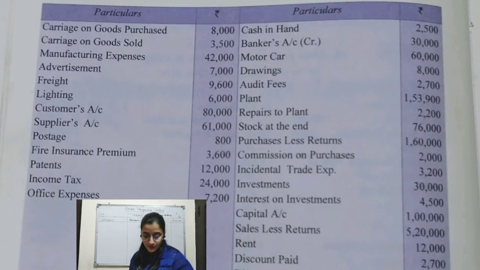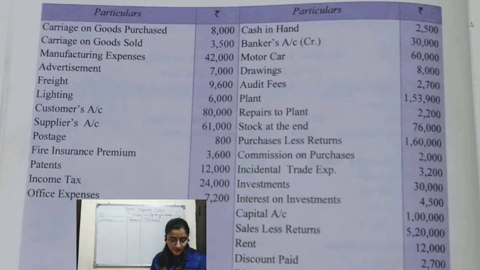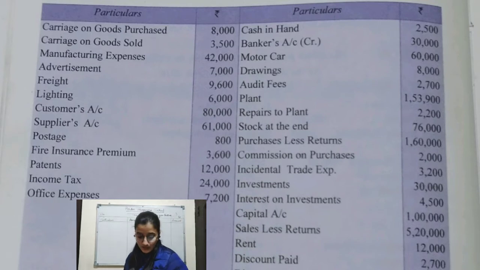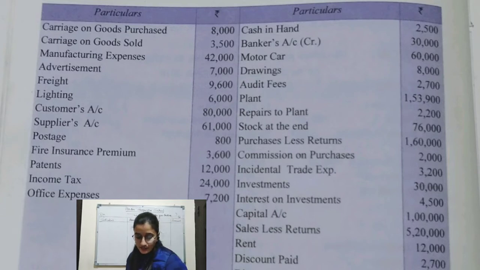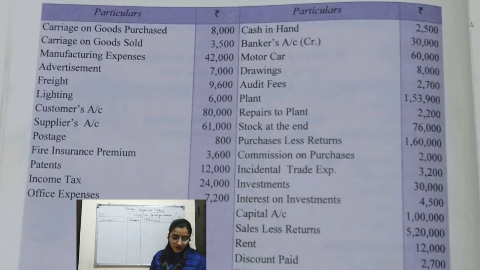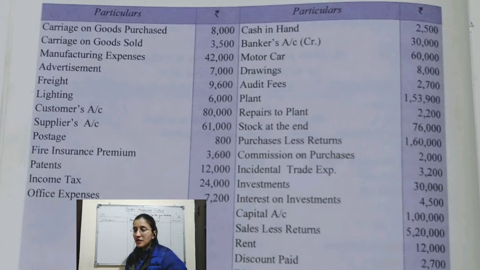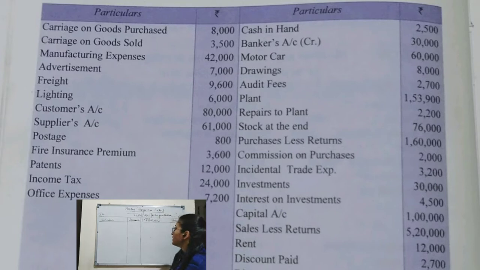Investments 30,000. Interest on investment 4,500. Capital account rupees 1 lakh. Sales less returns 5,20,000. Rent 12,000. Discount paid rupees 2,700. Discount on purchases amounting to rupees 3,400. So from the following information, we have to prepare trading account, profit and loss account and balance sheet. So first we will prepare trading account.